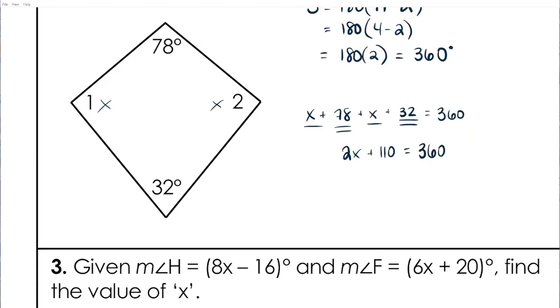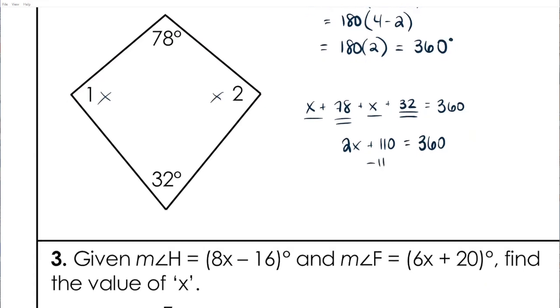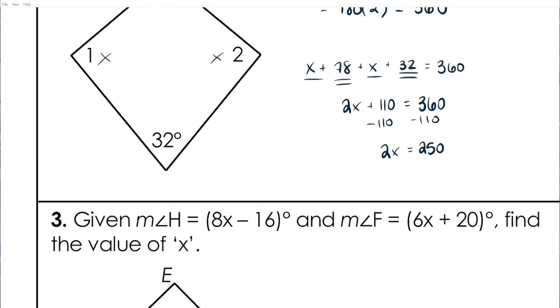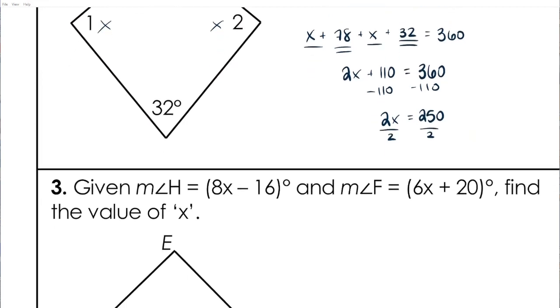Okay. So now we're going to go ahead and subtract 110 from both sides. Two x is 250. And then we divide by 2. So x is 125.